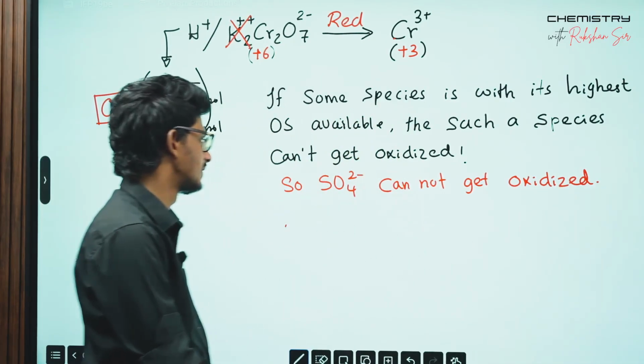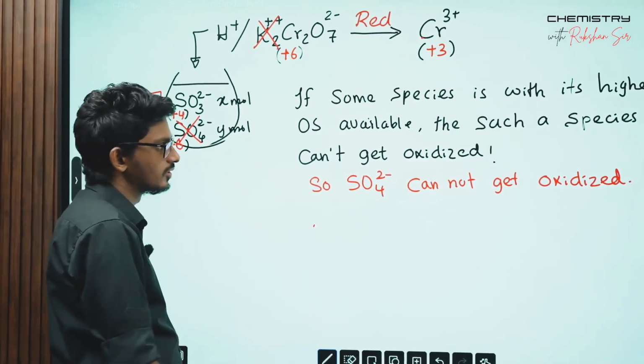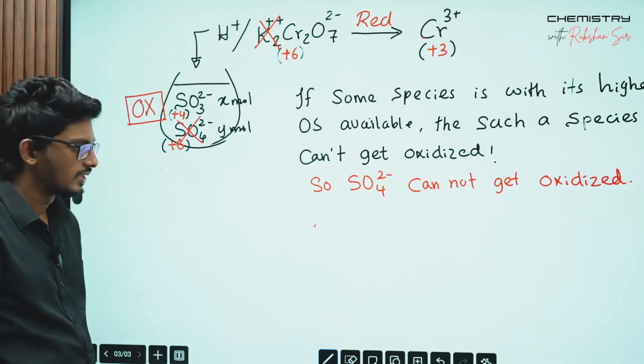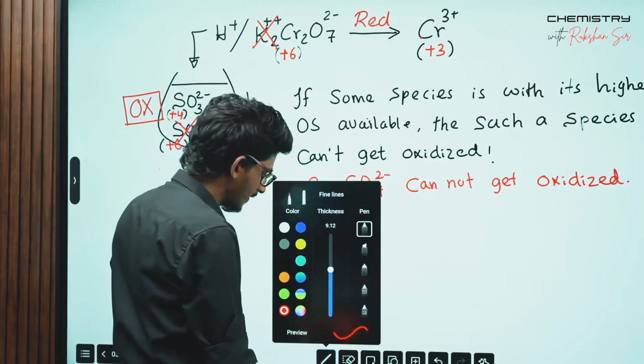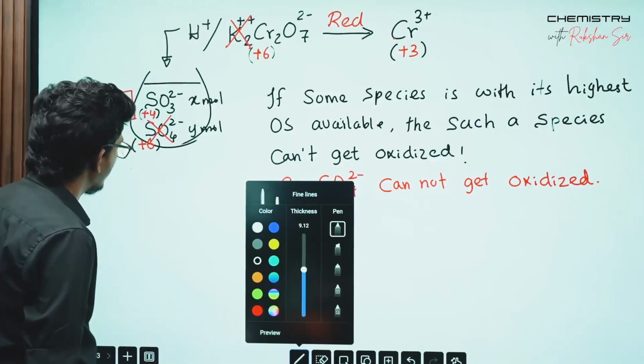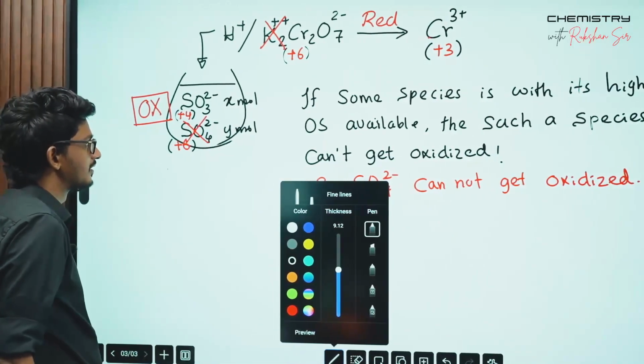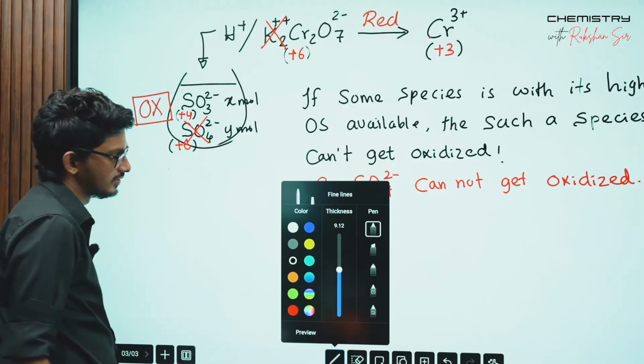Can't get oxidized, right? The idea is clear, no? If you are with your highest oxidation state available, you can't get oxidized, right? So then what will happen? But as the sulfite is not with its highest oxidation state, sulfite can get oxidized to the sulfate.